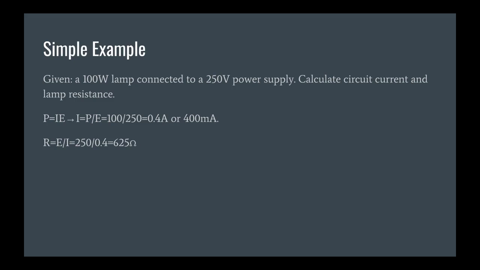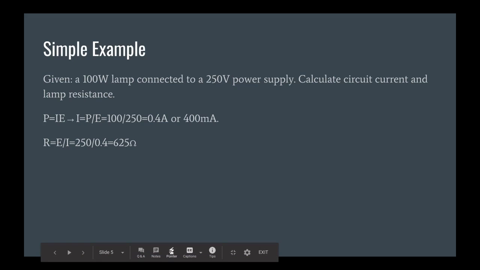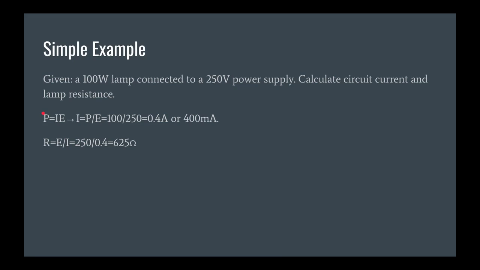Alright, so here's a simple example. A 100-watt lamp connected to 250 volt power supply. Calculate the circuit current and the lamp resistance. So, walking through it, let's get a little pointer. So, we have our power formula. We're going to calculate power. Sorry.